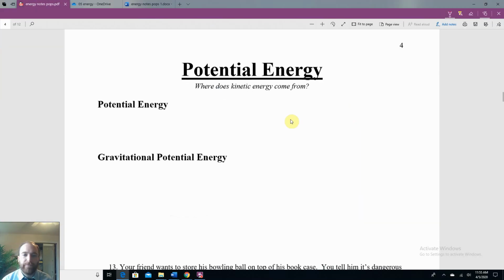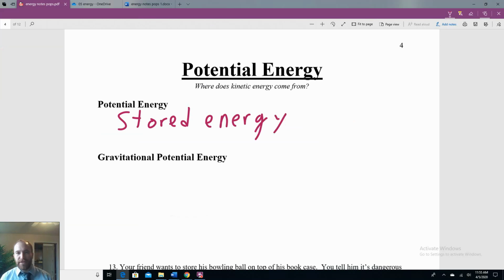Alright, hey everyone. So for our next lesson, we're going to look at the other type of mechanical energy that we have to be concerned about, and that is potential energy. Alright, so potential energy. A nice simple definition for us is potential energy is just energy that is stored. So stored energy. And that's all it means.